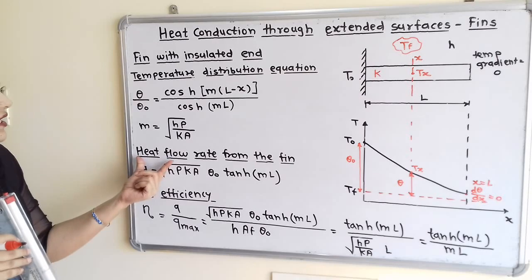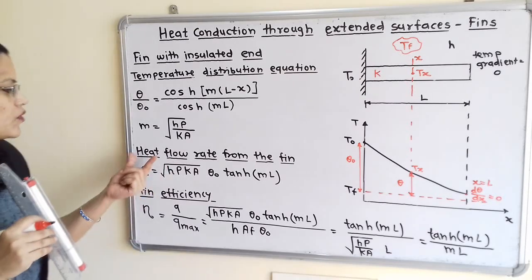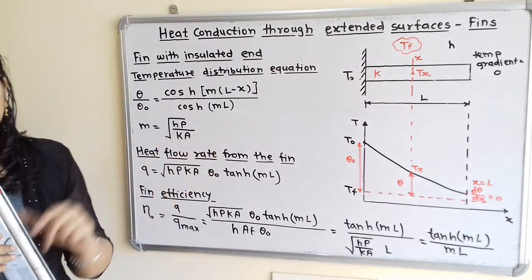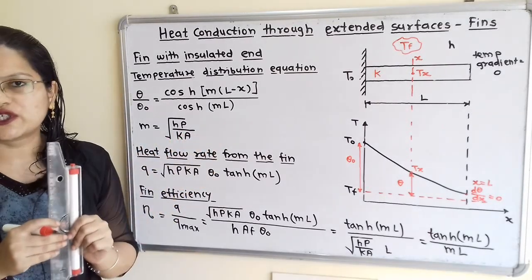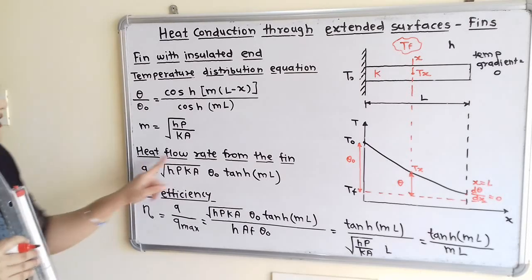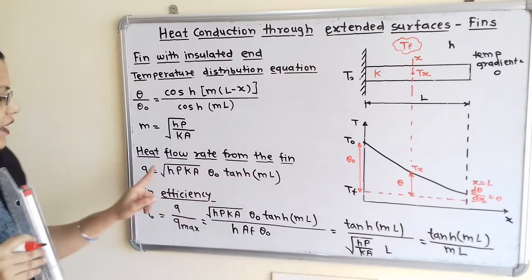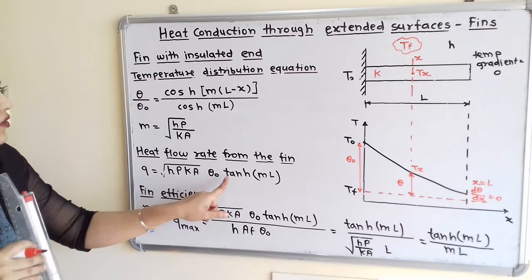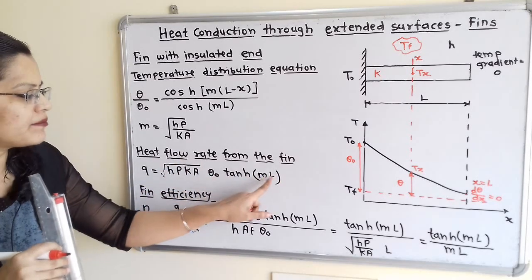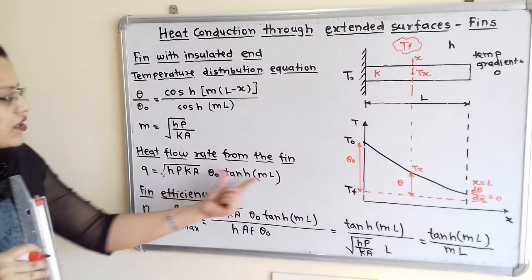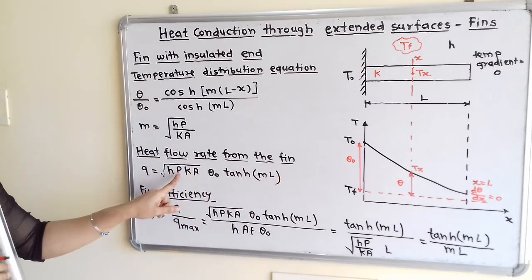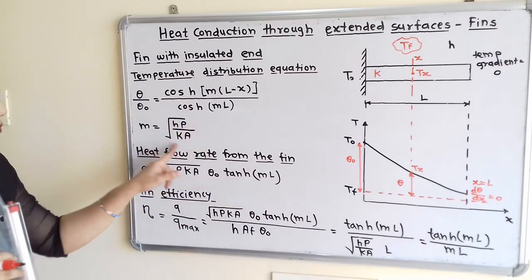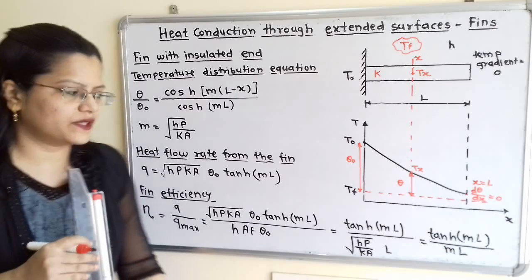Now we will move to the next formula. The next formula is for the heat flow rate from the fin. So what is the heat flow rate? Heat flow rate is known as Q. How to calculate this Q? Here is the formula. Q is equal to under root of hPkA theta O tanh(mL). All this information is known: hPkA, then theta O, and we take m with the help of this formula, and L is the length of the fin.